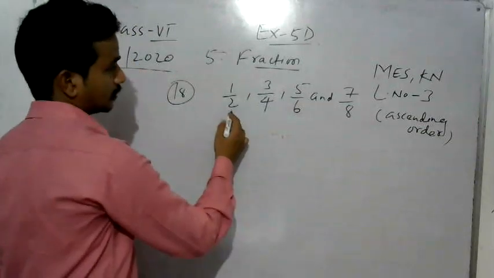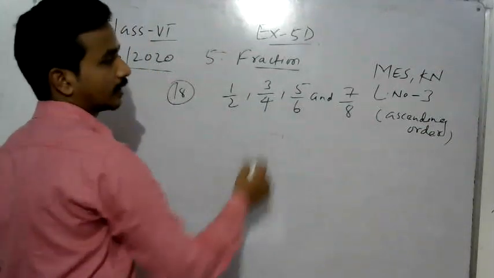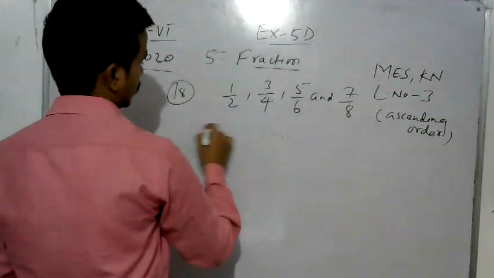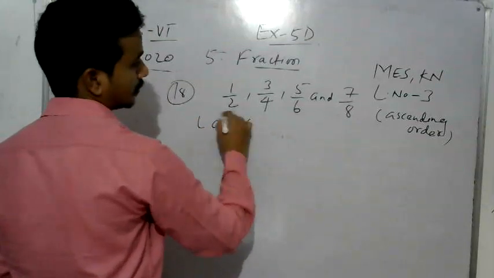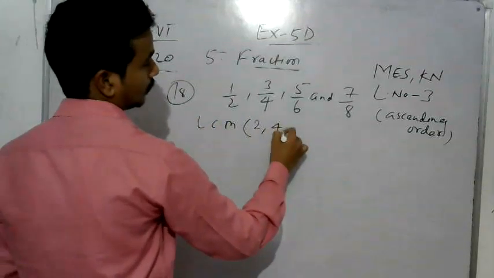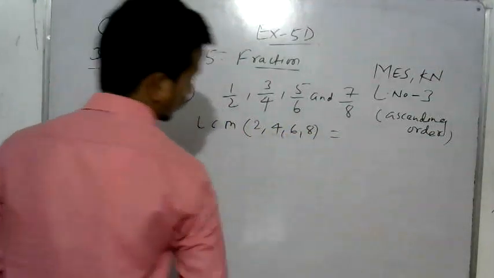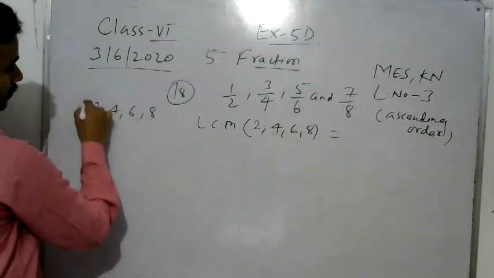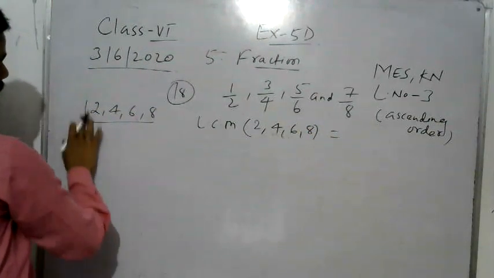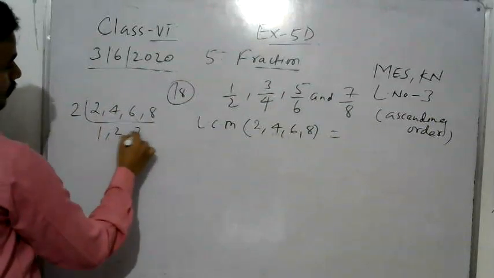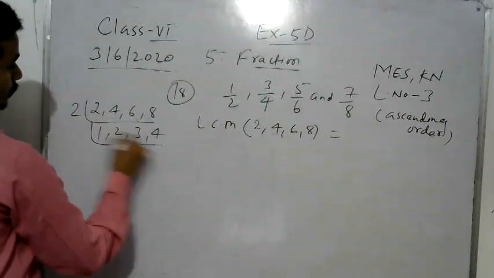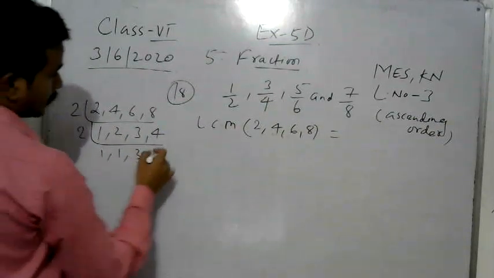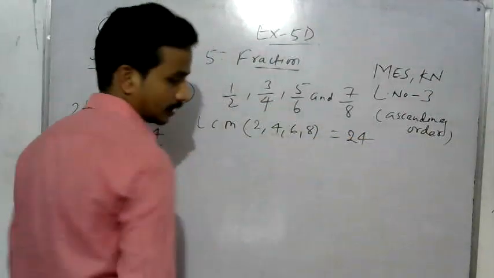First, since the denominators are different, this is an unlike fraction. First convert this unlike fraction into a like fraction. So what is the first step? Take the LCM of the denominators, the LCM of 2, 4, 6 and 8. What is the LCM? 2 times: 1, 2, 3 and 4. Again 2 times: 1, 1, 3 and 2. So 2 fours are 8, 3 eights are 24. 24 is the LCM.